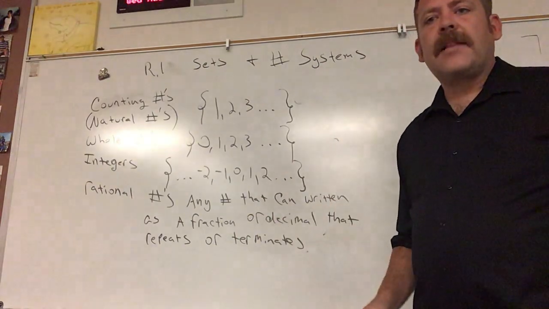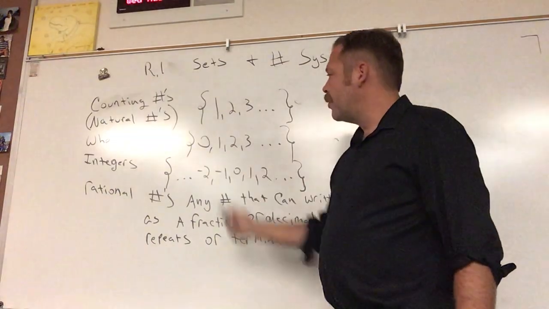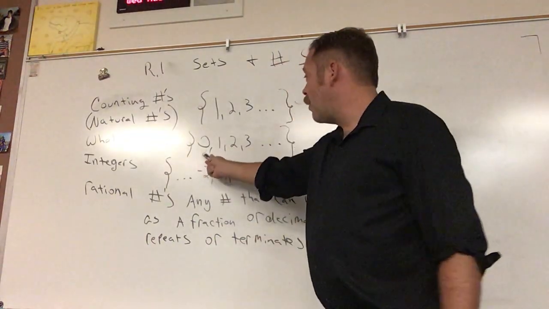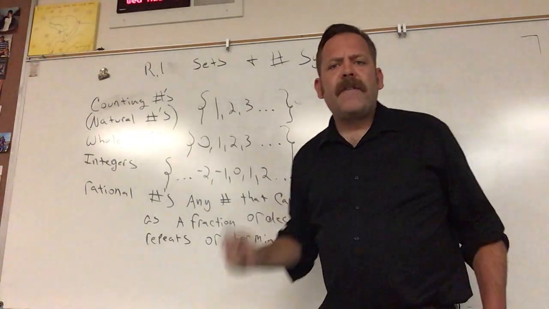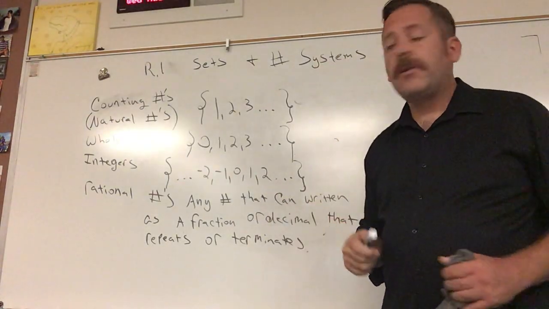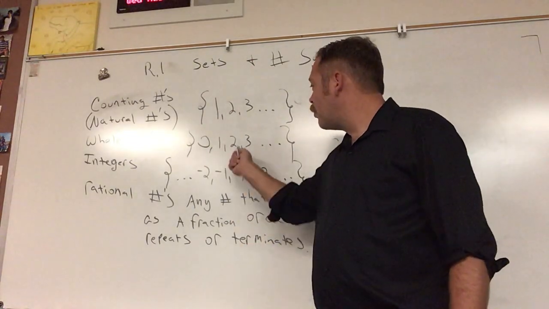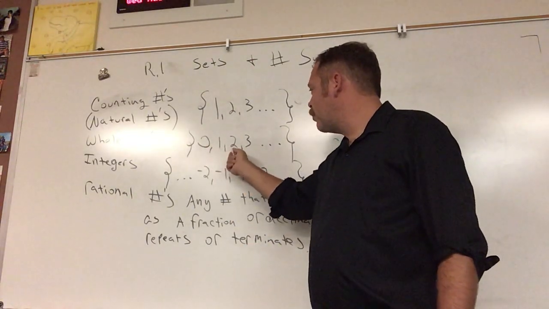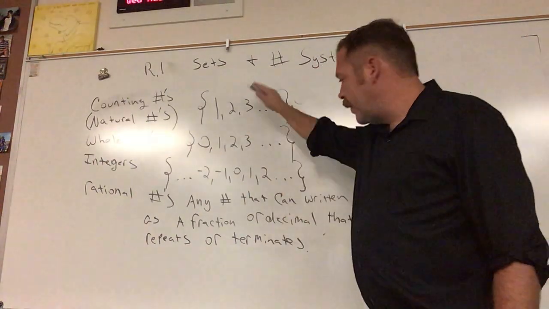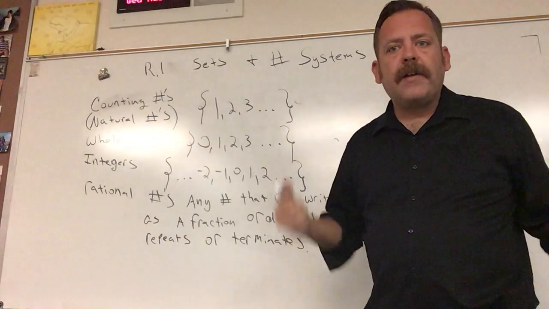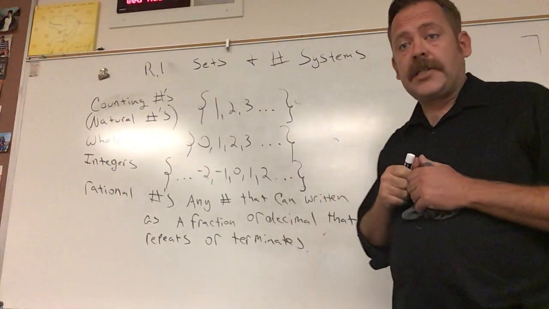All right, the next set that I want to talk about is whole numbers. Whole numbers start with 0, then we have 1, 2, 3, ... The only difference between whole numbers and counting numbers is we include 0. Okay, still no numbers in between 1 and 2, 2 and 3, no negatives, but it goes on infinitely. So all of these sets that we're talking about have an infinite amount of numbers or elements, so we would describe them as infinite sets.